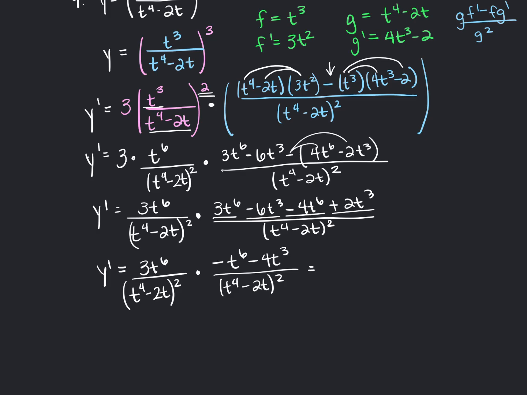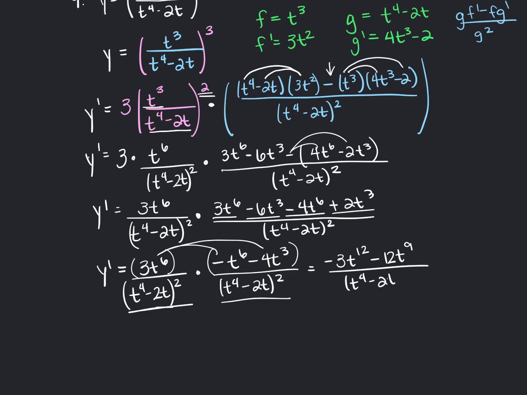Okay, so what we can do now is we can start combining things. So I can multiply this 3t to the sixth by this function. So 3t to the sixth times negative t to the sixth gives me a negative 3t to the 12th. Then 3t to the sixth times negative 4t cubed is negative 12t to the 9th. And all of this is over, when I multiply t to the fourth minus 2t squared times t to the fourth minus 2t squared, that's t to the fourth minus 2t to the fourth.